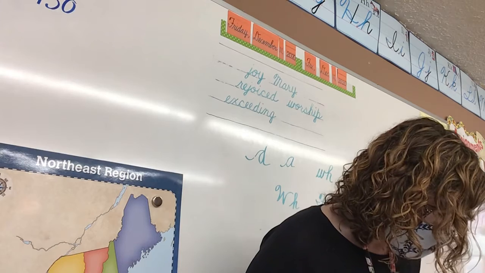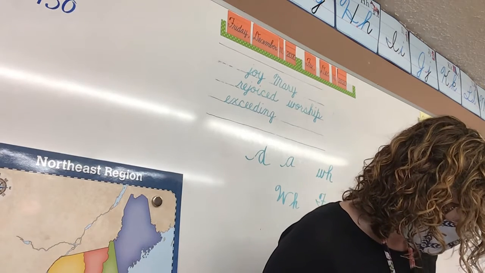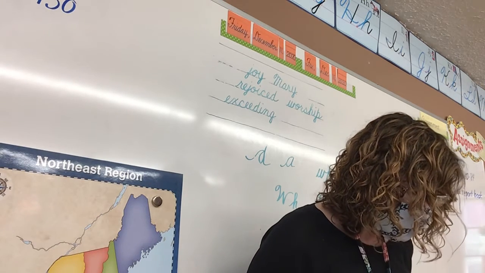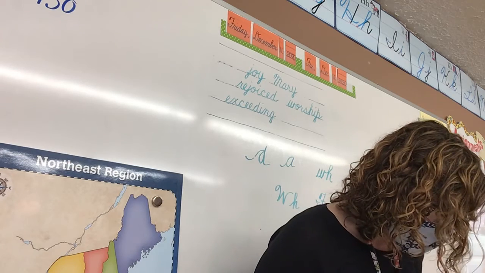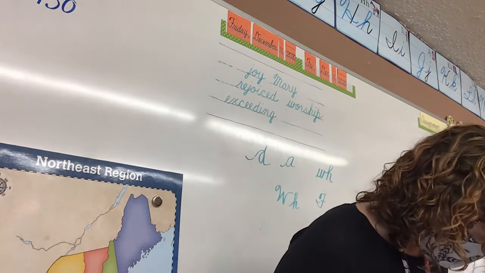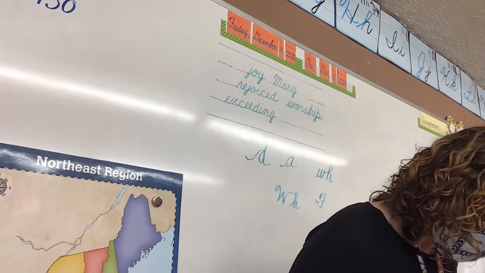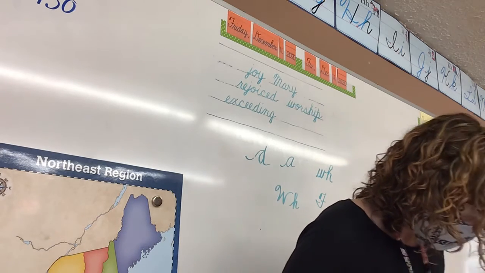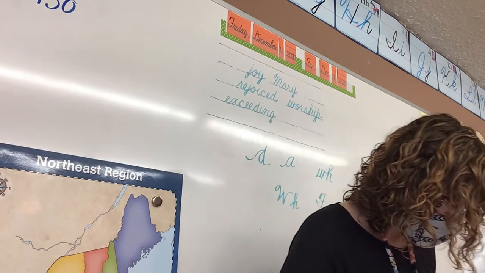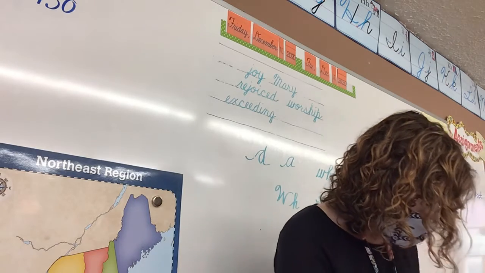Do you remember what some invertebrates have on the outside of their bodies for protection? What do they have? Skeleton, very good. A skeleton. Crabs, lobsters, and shrimp are all kinds of invertebrates that have skeletons on the outside of their bodies.